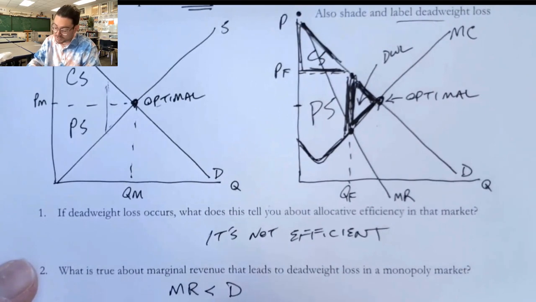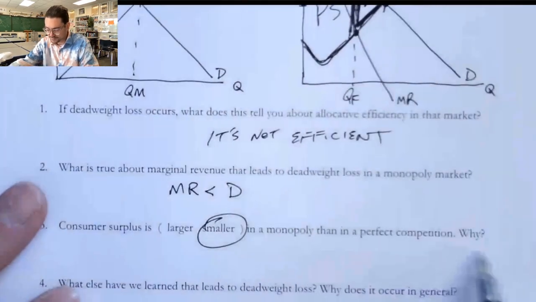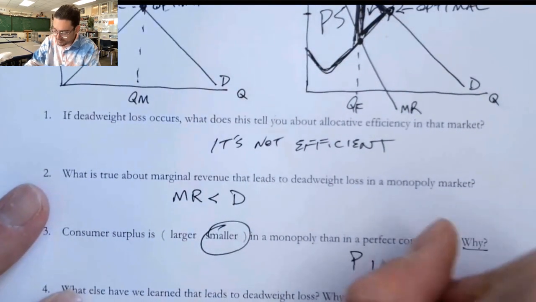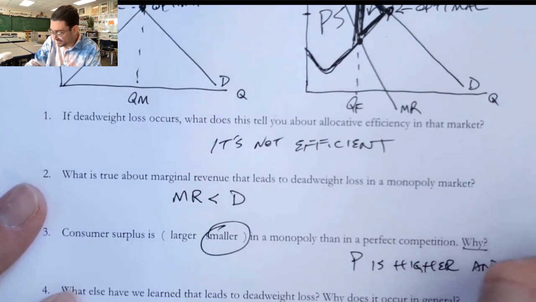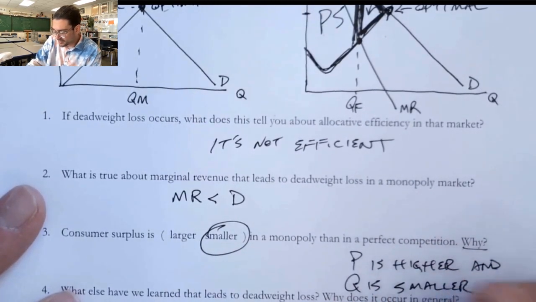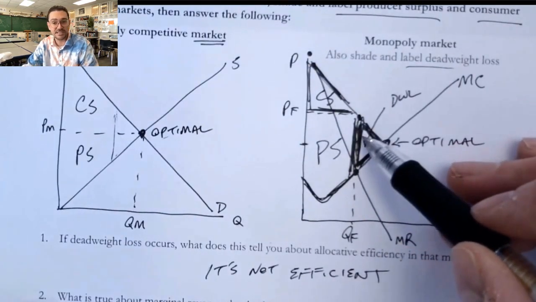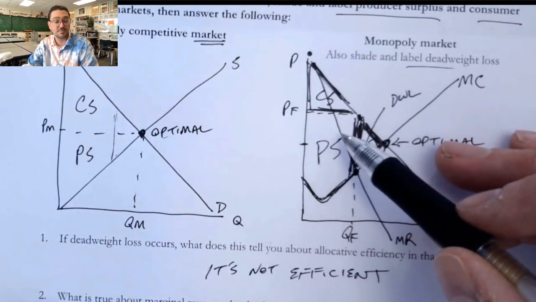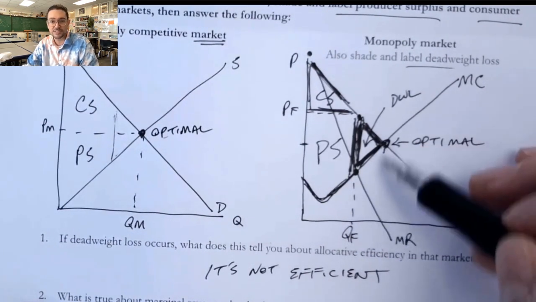Consumer surplus is smaller in a monopoly. We can literally see it's smaller, and that occurs because the price is higher and the quantity is smaller, right? That's why that triangle gets a little bit smaller, because we're losing the bottom part of it. Some of it's getting turned into deadweight loss, some of it's getting turned into producer surplus, and that's occurring because the price was up and the quantity was smaller than what it would be in an optimal market.